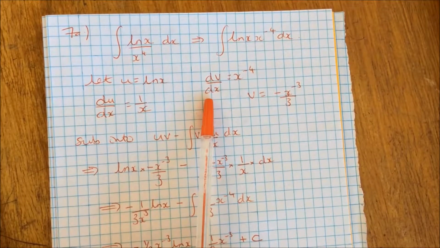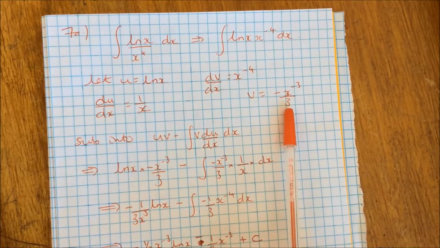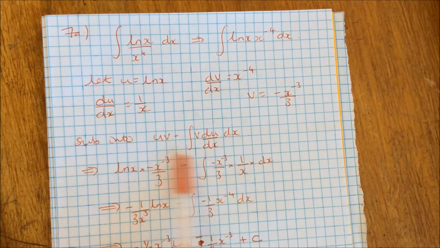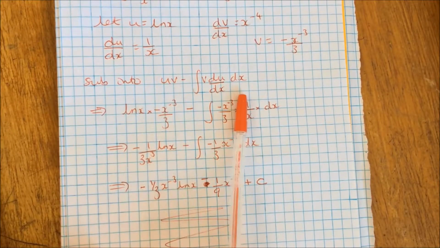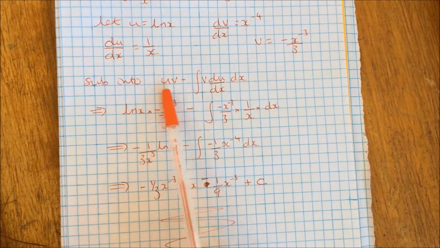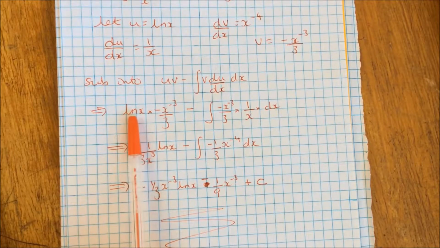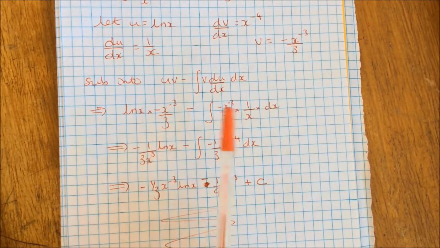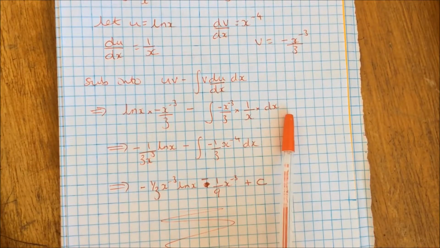Differentiate that to get du by dx, which is obviously 1 over x. Integrate that to get v, which gives us minus x to the minus 3 over 3. This formula is in the booklet, but you probably know it off by heart. Hopefully you've used it so many times in your revision. So let's put all of these 4 things in the correct place in this formula. Going to get log x times minus x to the minus 3 over 3. Take away the integral of minus x to the minus 3 over 3 times 1 over x with respect to x.